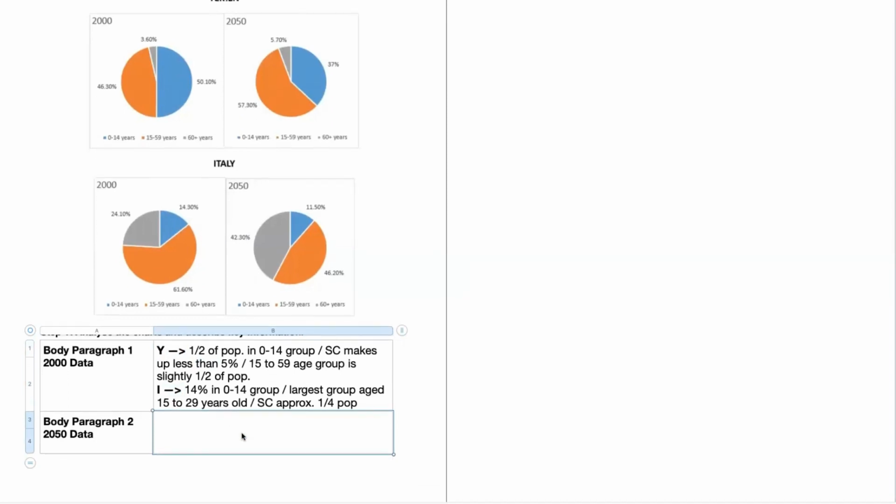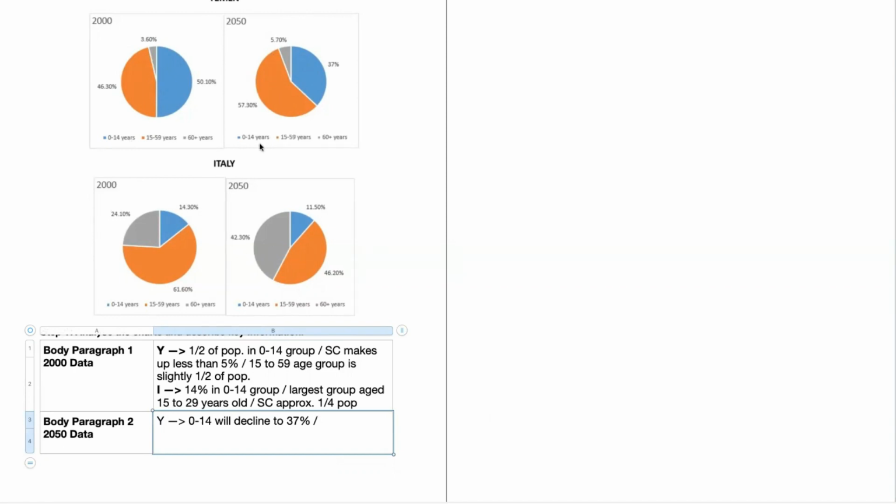Now we're going to do the same thing when looking at 2050. Here I'm going to be looking at Yemen on the upper right-hand side. So again, I'm just going to write a Y for consistency, and I'm going to talk about what is relevant in this pie chart. And what I see is that the age group from 0 to 14 in blue is going to decline. So this is a forecast, so we're going to use the future tense. And I'm going to say here that 0 to 14 will decline to 37%.